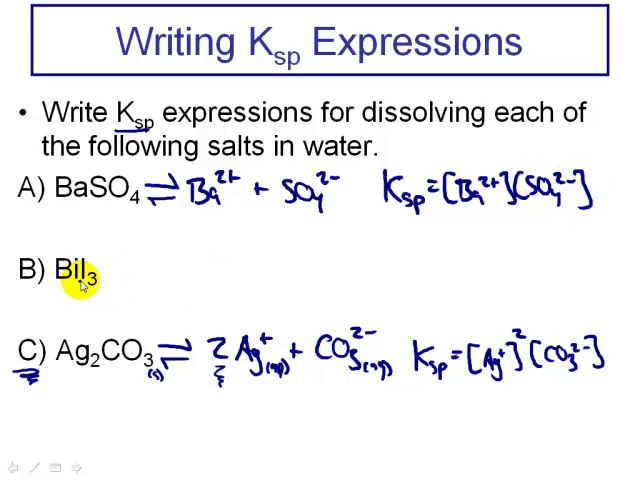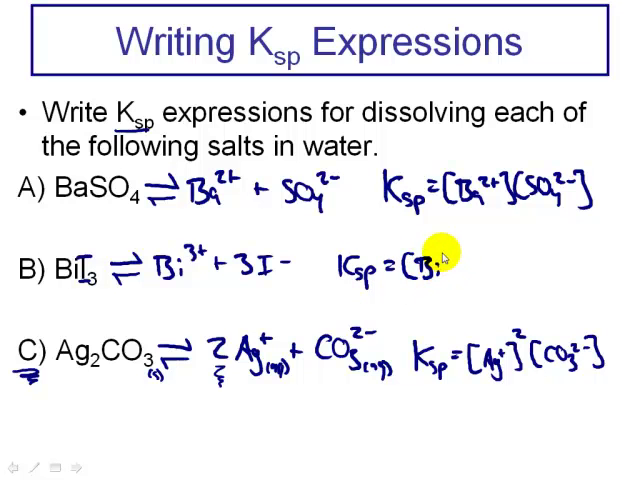For bismuth iodide, when this dissociates in water, I'm going to get a bismuth ion, Bi3+. I'm going to get 3 iodide ions. If I write the KSP expression for this, it looks like this. KSP is equal to the molarity of bismuth times the molarity of iodide, I minus, cubed. And there we go. Easy stuff, but it bears reviewing.